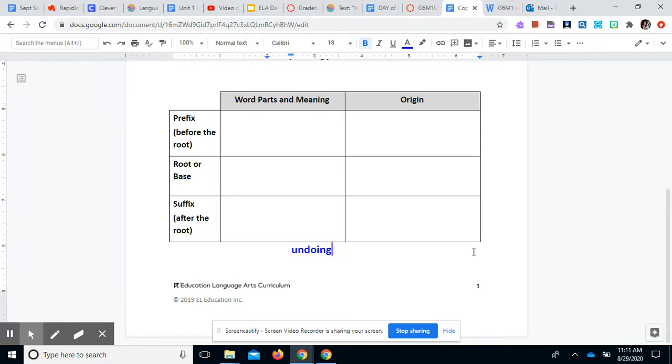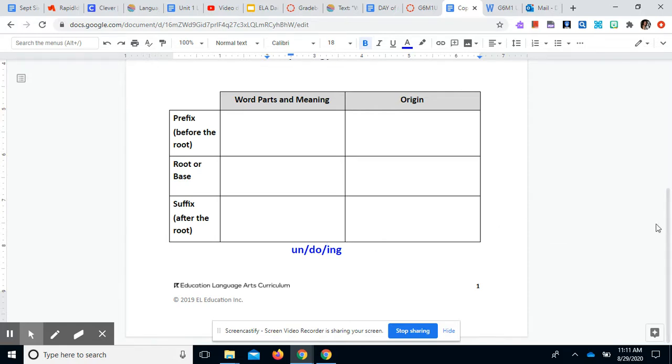So if we look at this word undoing and are looking to diagram it and divide it into its word parts, I could identify that un is the prefix, do is the base because that is a word that could stand on its own, and then the ing is the suffix.